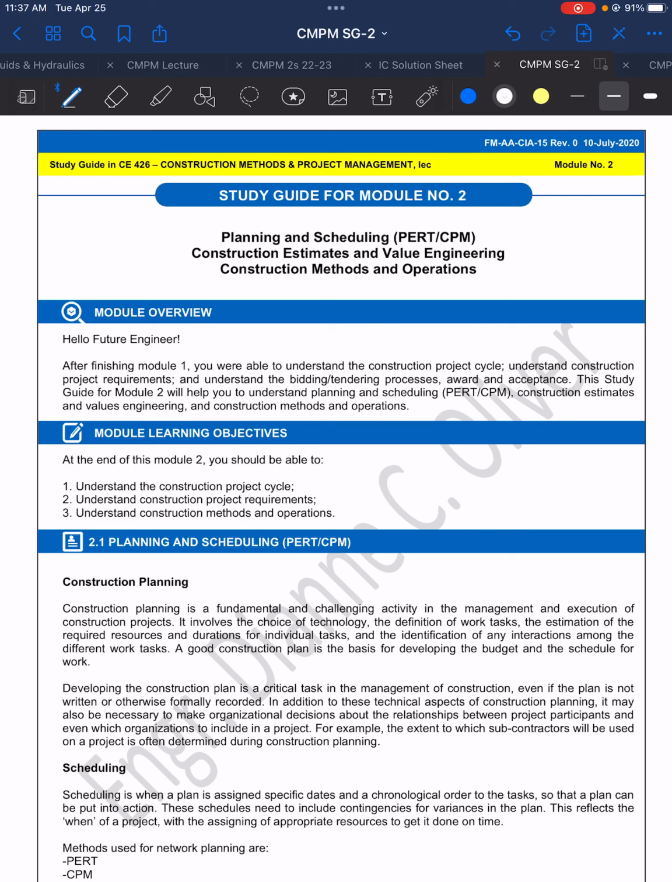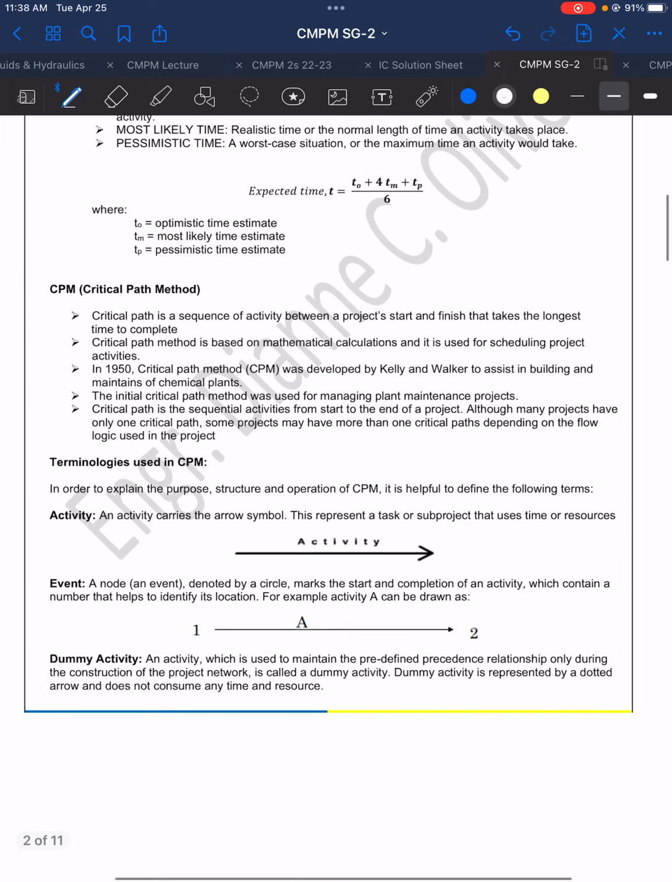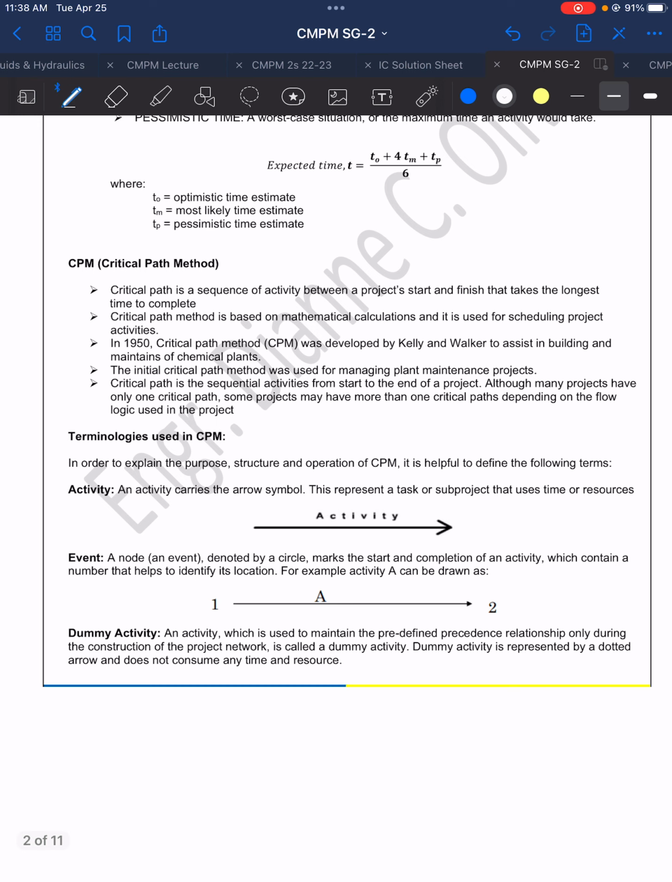Okay, so in this lecture video, we will solve the sample problems under the study guide for module number 2, and it's under the topic planning and scheduling, or the PERT CPM. Okay, so this is already discussed, so we will just remember the formulas again for expected time.